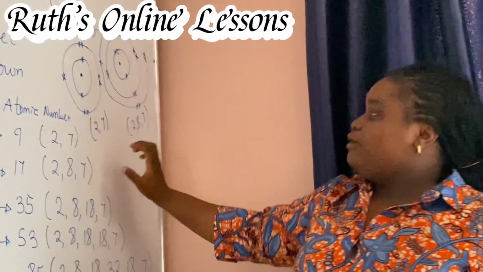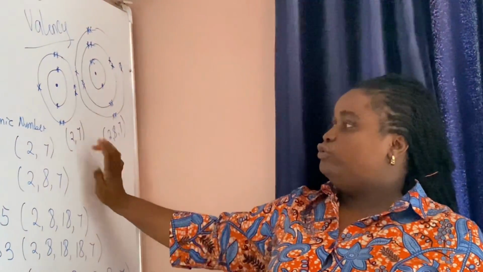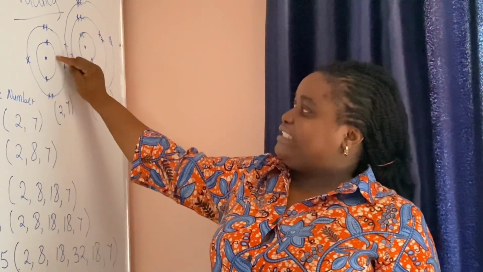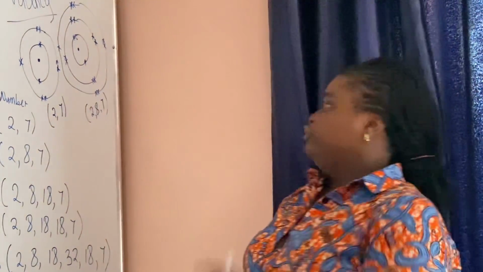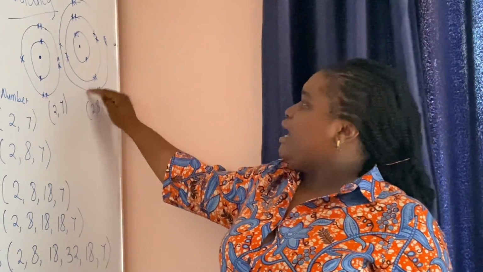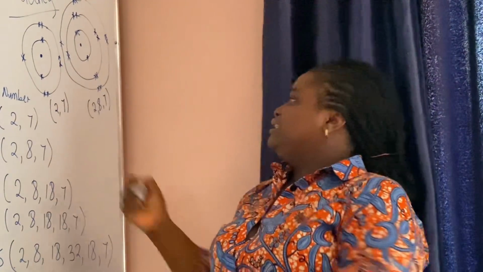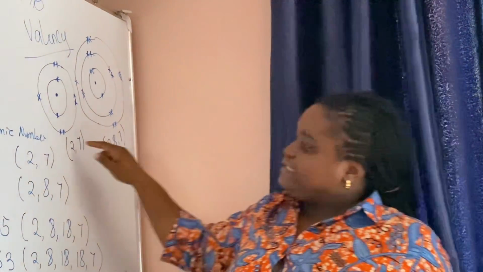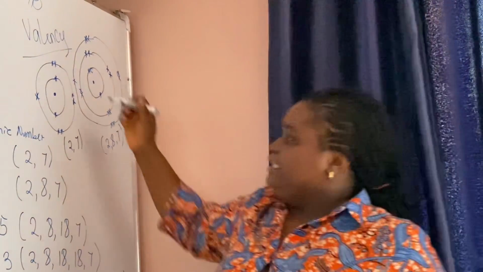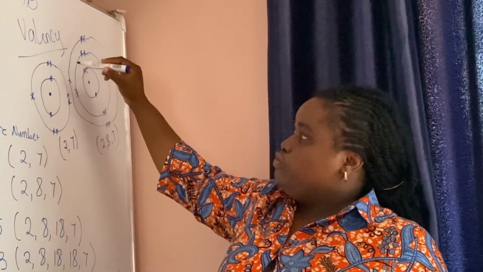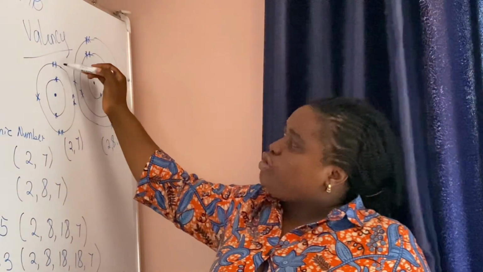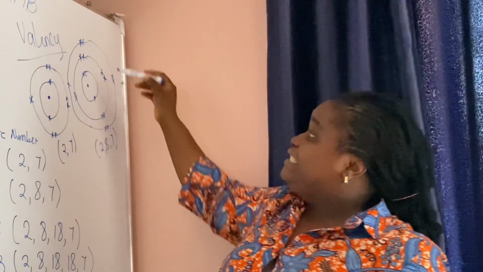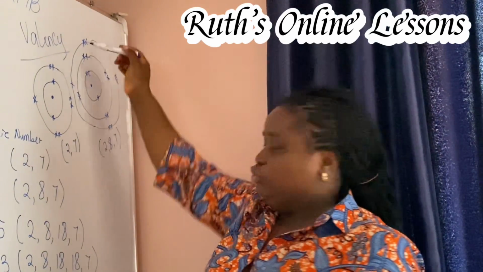So let's flow. Now, this is chlorine, and this is fluorine. If you notice, we have 2 shells here, that is the first energy level and second energy level for fluorine. But for chlorine, we have 1, 2, 3. This is the outermost shell, what we call the valence shell. For fluorine, the electrons in the valence shell are closer to the nucleus than the electrons in the valence shell of chlorine.